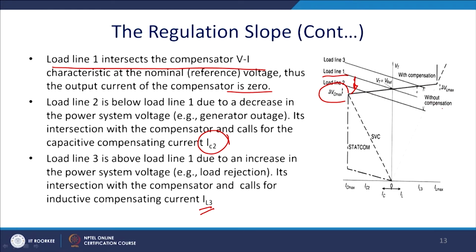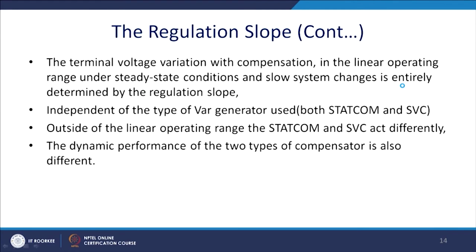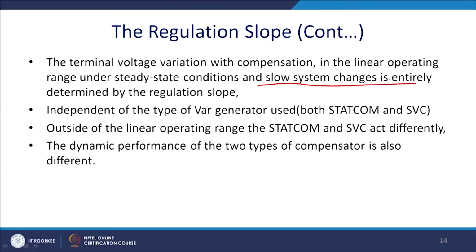So, if it is a STATCOM, then it will have this kind of characteristics, and if it is SVC, you have a linear characteristic, and this is actually without compensation. Now, the terminal voltage variation with the compensation in the linear operating range under steady state condition and slow system change is entirely determined by the regulation loop, that is called droop control, independent of the type of the VAR generator used, both it can be SVC or STATCOM.